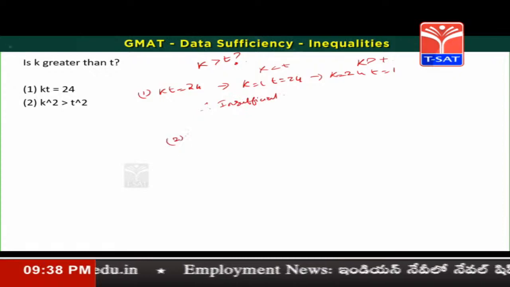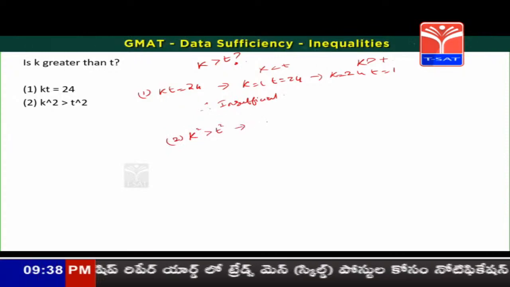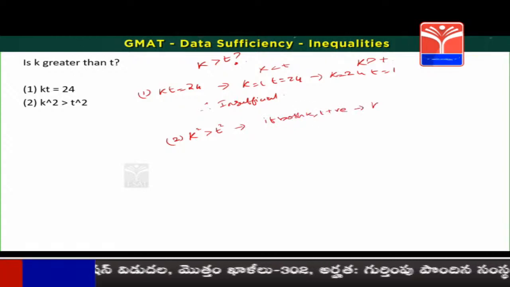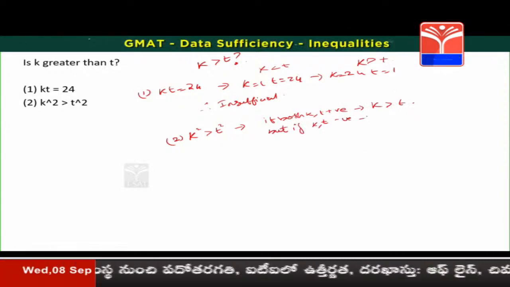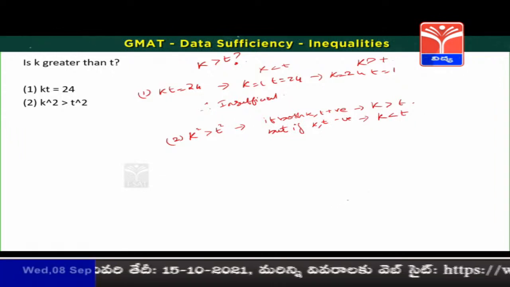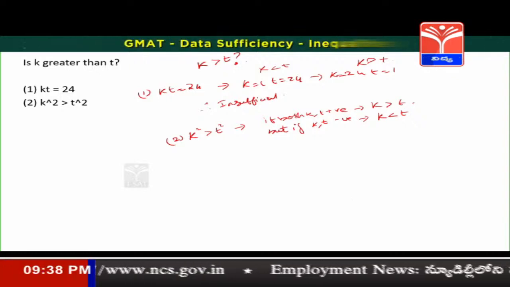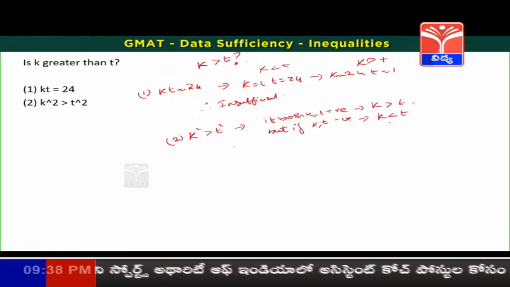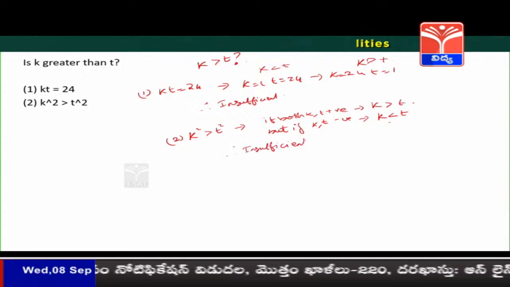Now, the second statement says that k square is greater than t square. If both k and t are positive, then k will be greater than t, but if k and t are negative, k will be less than t. Depending on which sign k and t take, they can be positive or negative, or one can be positive and one negative, then again the inequality changes accordingly. So, by this alone you cannot say whether k is greater than t or less than t.